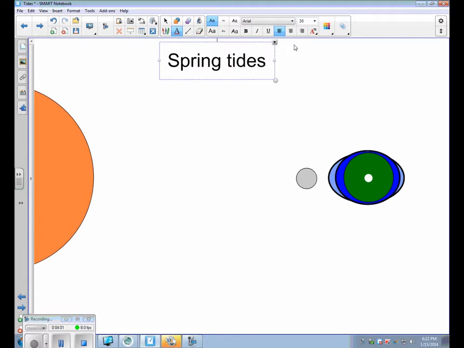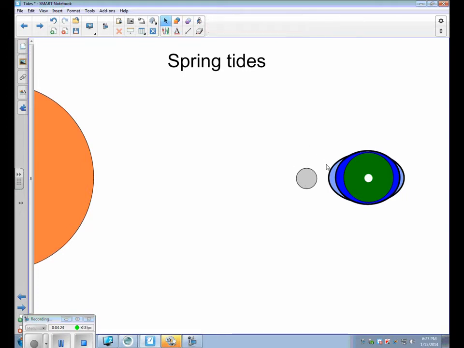Now, spring tides are higher than normal high tides and lower than normal low tides. And that has to do with when we add the sun as a player besides the moon. Now, the moon always has the most effect because it's closer, the sun being much further away than our moon.